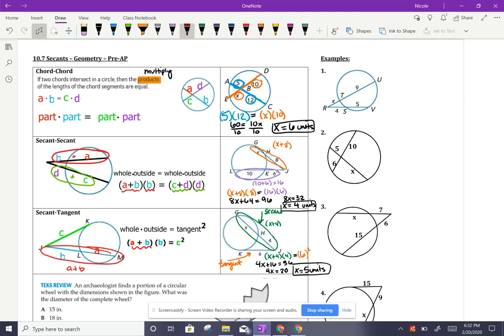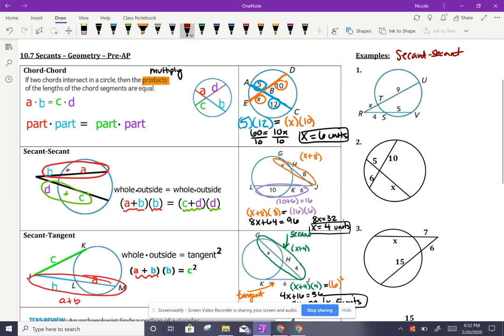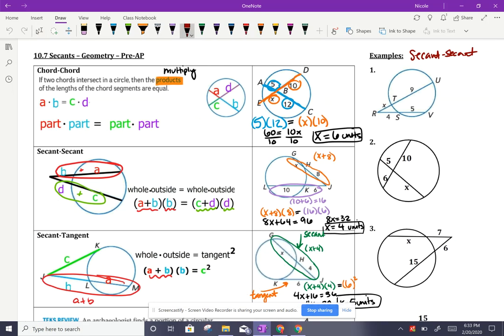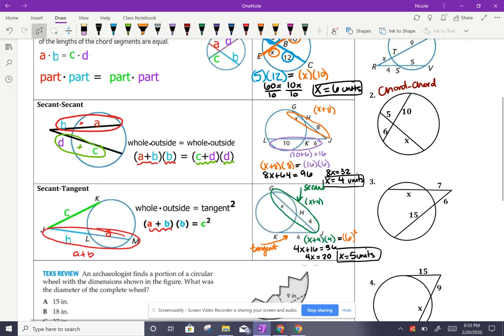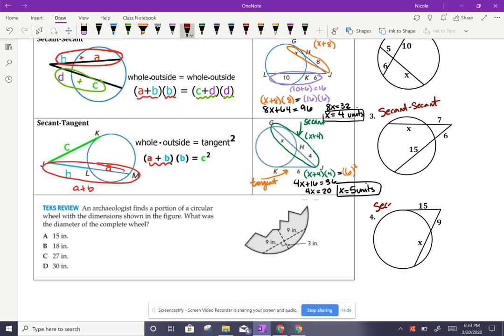So if I look at example 1, I have two secants that are meeting outside of the circle. So this is going to be using secant, which is the second one in the middle here. And then if I look at example 2, that is chord. And looking at example 3, that is secant. And example 4 is a secant tangent.